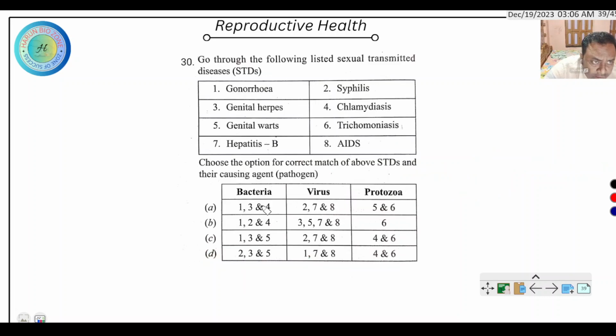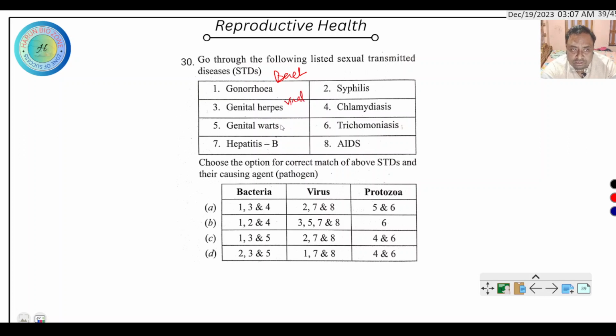Next question, go through the following listed sexually transmitted diseases. Here there are 8 diseases, and we must identify which is a bacterial disease, which is a viral disease, and which is a protozoal disease. First, gonorrhea. Gonorrhea is caused by a gram negative bacterium, Neisseria gonorrhoeae, so it is a bacterial disease. Genital herpes, herpes simplex virus, is a viral disease.